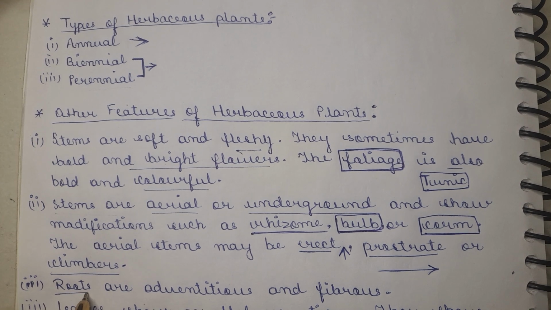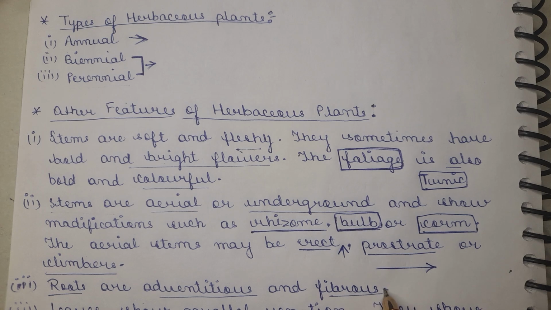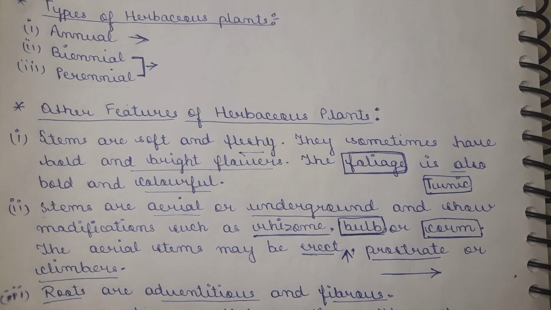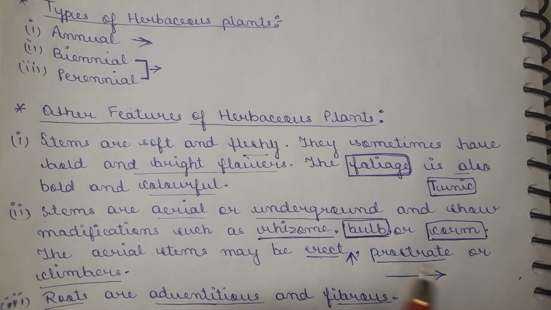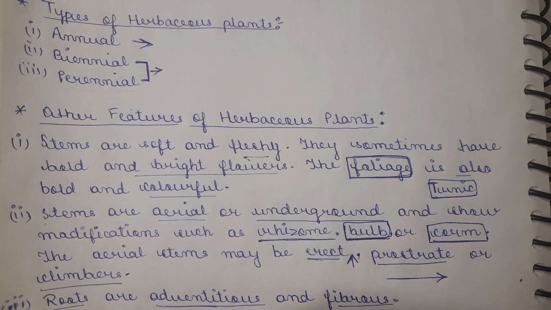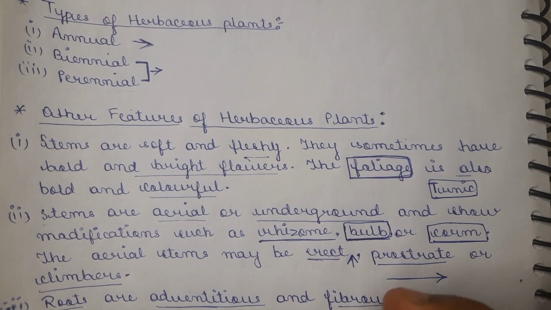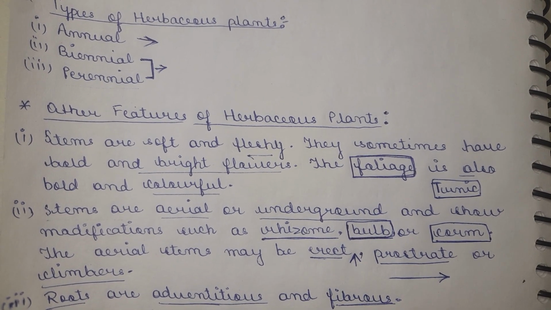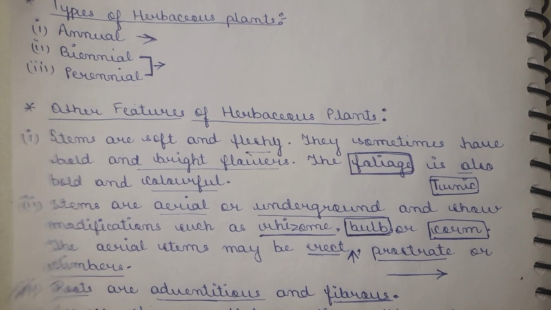Now the third feature says that the roots are basically adventitious and fibrous. Adventitious means they can grow above the ground or very near to the surface, or they can also grow from the twigs or sometimes from the branches, leaves, or aerial stems, underground stems, or from another root also. Now these are basically fibrous, that means they contain a lot of hair like structures.